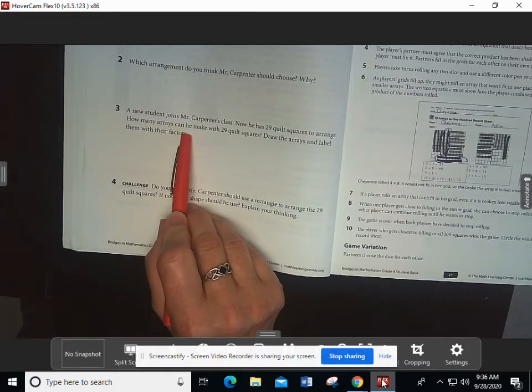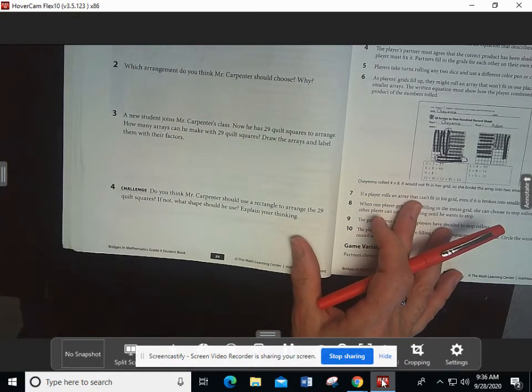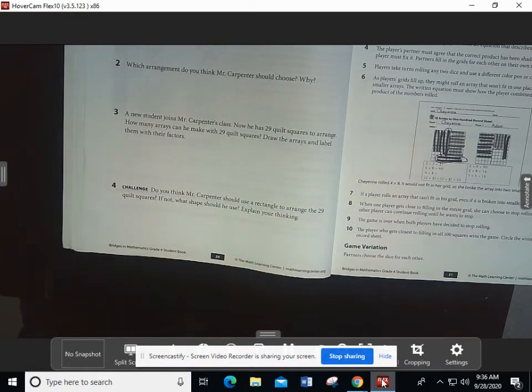Okay, now what? Look at this. A new student joins Mr. Carpenter's class, and now he has 29 quilt squares to arrange. How many arrays can he make with 29 squares? Of course, we're going to pause while we figure this out. You at home, you're going to need to get one more item to try making arrays.